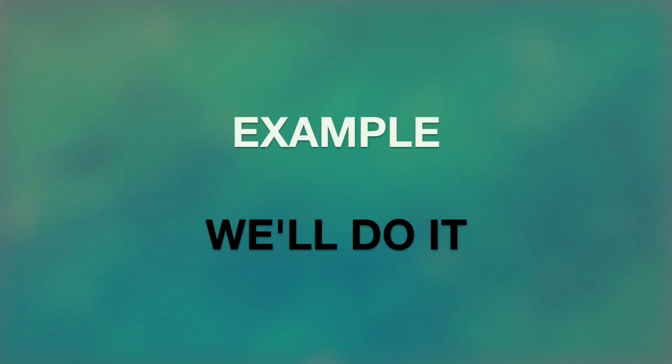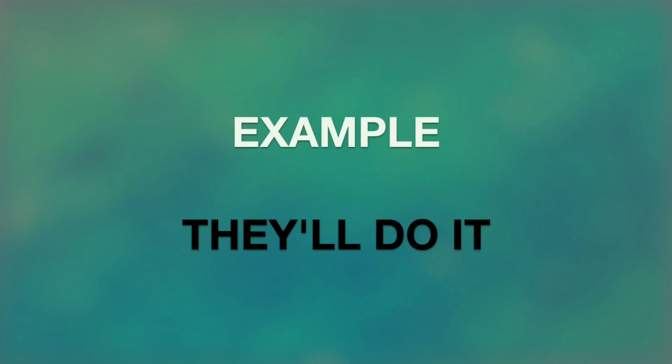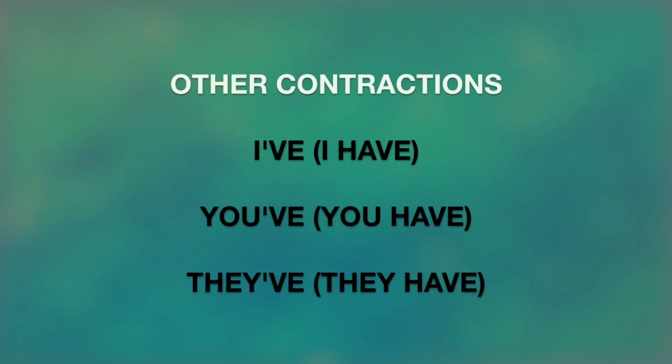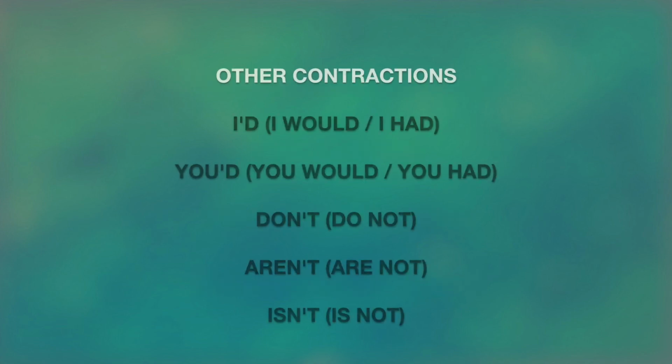"We will" becomes "we'll" or "we'll". It just depends on the speed. So I will say this, we'll do it. We'll. Okay? "They will" becomes "they'll". So for example, they'll do it. And other common contractions are I've, you've, they've, I'd, you'd, don't, aren't, and isn't.